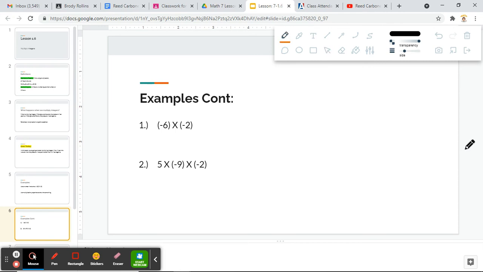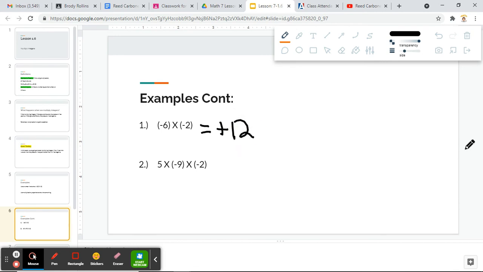All right, so continuing with these examples here, we have negative 6 times negative 2. So class, do we have the same signs or different signs here? To me, it looks like we have the same signs. So that means our product is going to be positive. And then 6 times 2 is 12. So we'll get a positive 12.